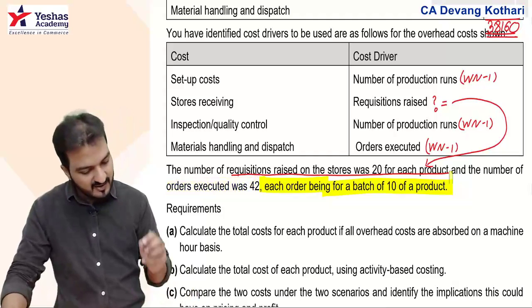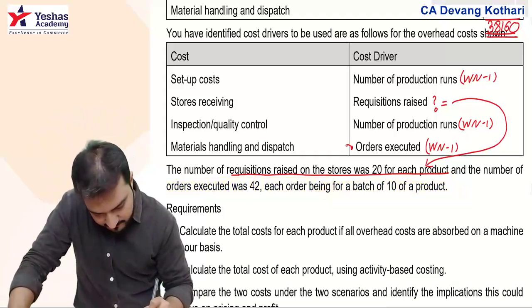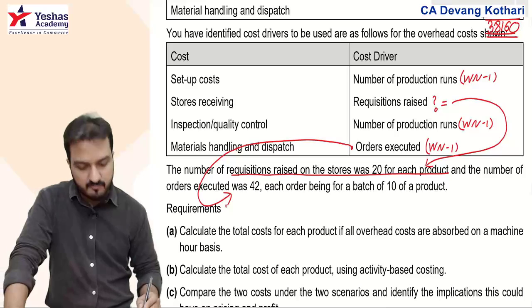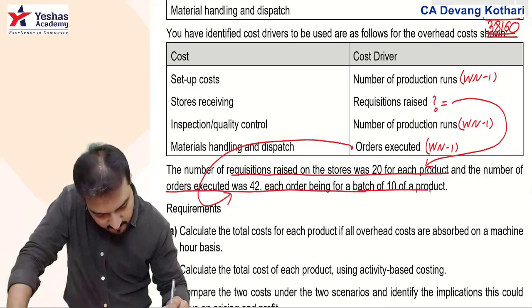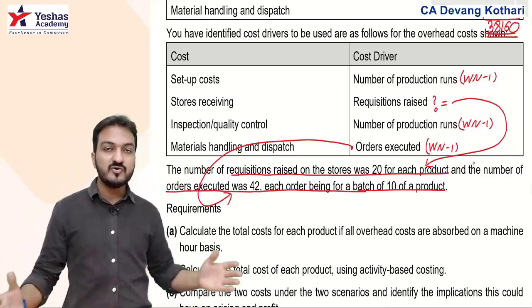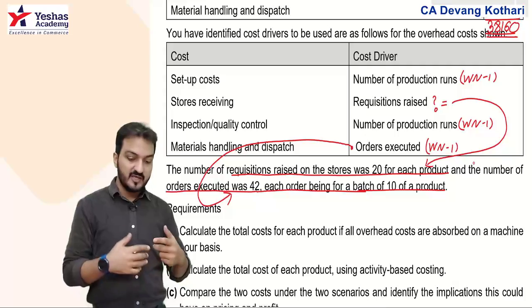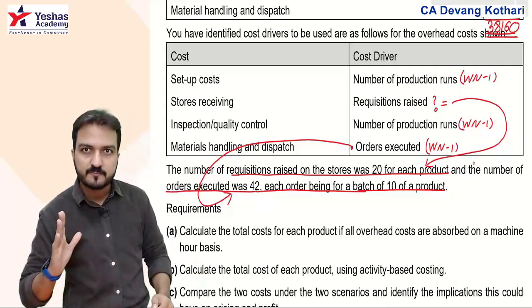Now you see that orders executed is also given. The number of orders executed was 42, each order being for a batch of 10 units of a product. Using that, you can find orders executed for each product XYZ, each product PQRS. Again, I'll show that in working note 1.